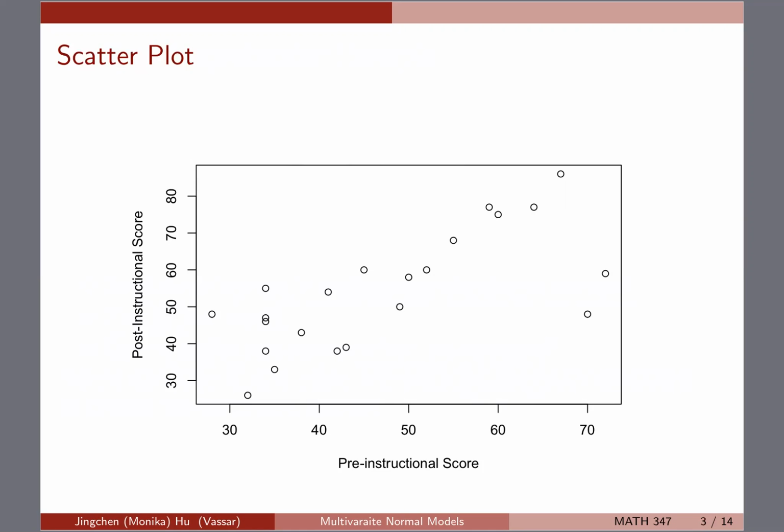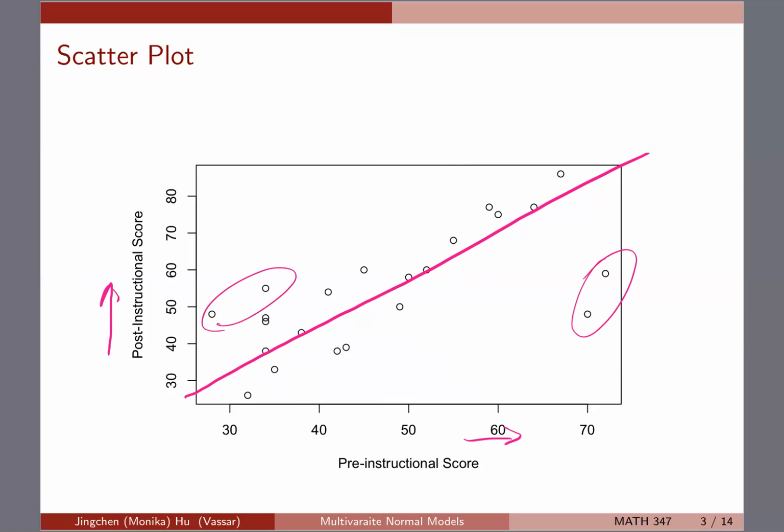So it's over here. The trend is over here. In general, for one pre-instructional score, if it's increasing, in general the post is increasing as well. Of course, there are some outliers here and there.